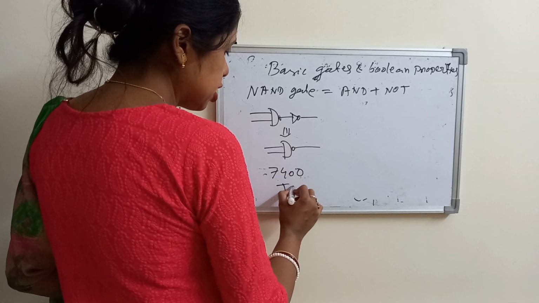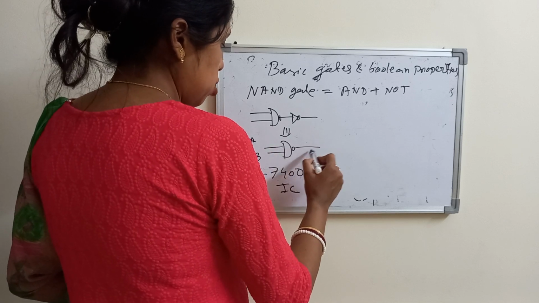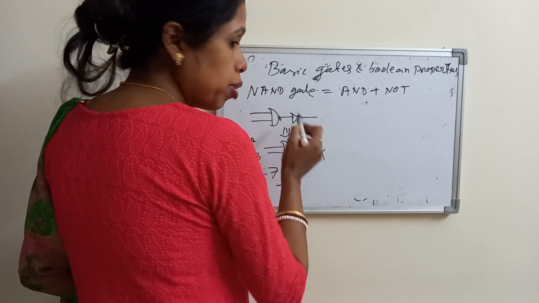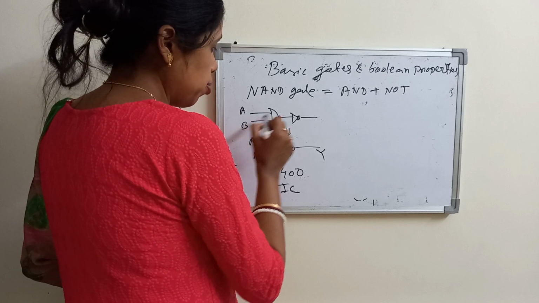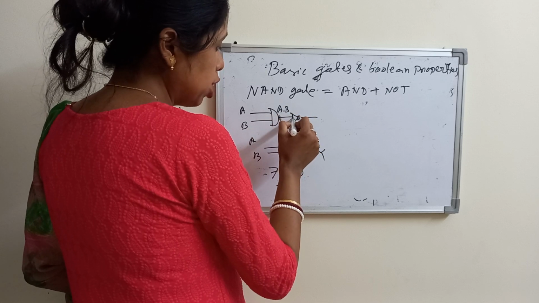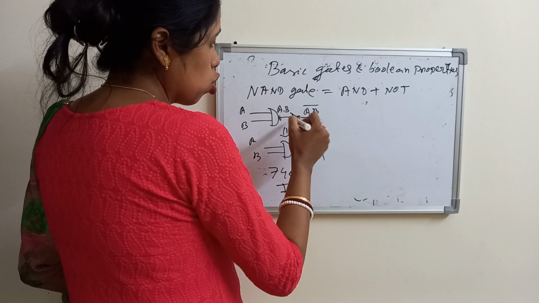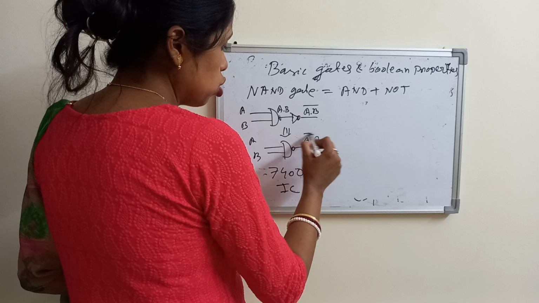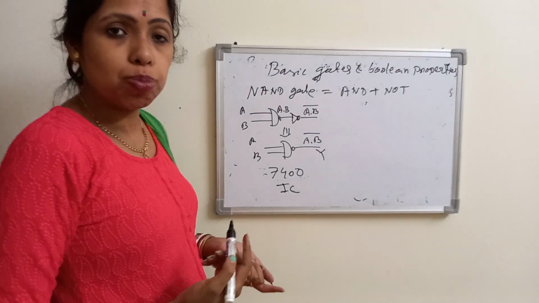7400 is the IC number for the NAND gate. A, B, and this is your Y. For the NOT gate, the output is the complement of the input. Suppose here it is A and B. Here you will get A dot B, which is the input of the NOT gate. So the complement of the input gives the complement of A dot B. This is the logical expression for the NAND gate: complement of the logical multiplication.